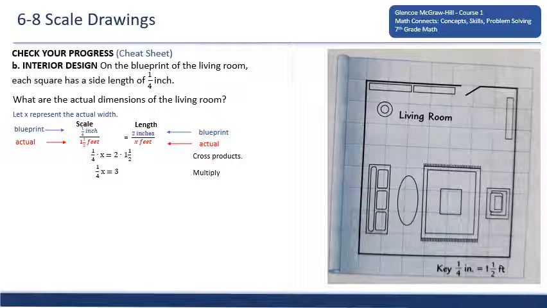Because if we multiply 2 times 1.5, we're really going to multiply 2 times 3 halves. So it'd be 2 over 1 times 3 halves, which is 6 over 2, which is 3. And then if we multiply the reciprocal of 1/4 times both sides, we'll get X equals 12.